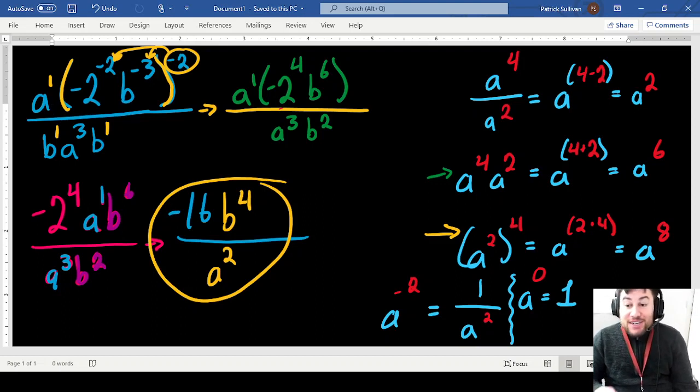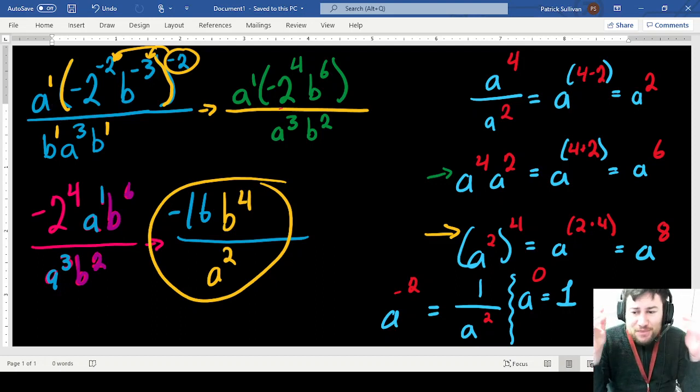So again, don't get intimidated when you see a large problem. Just break it down into simpler steps, follow the rules, and trust the math.